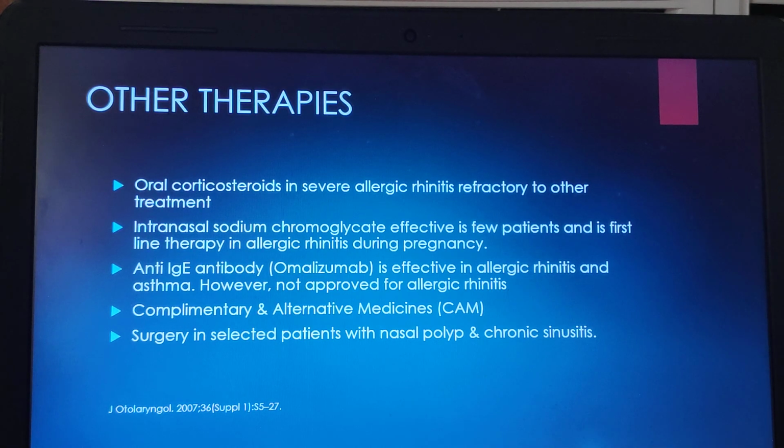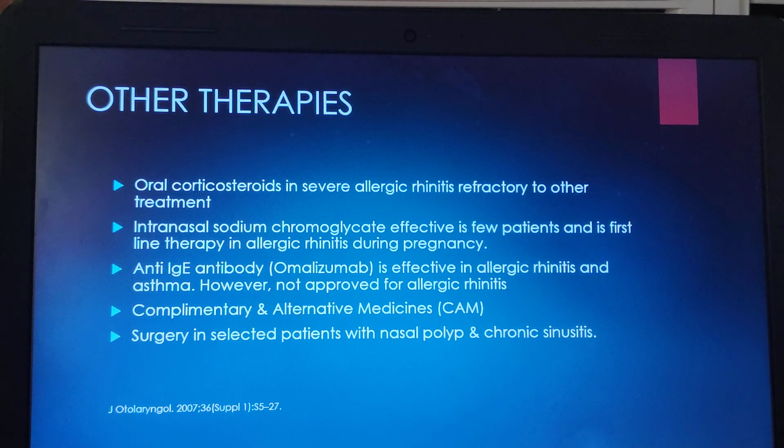The other therapies which can be used in very severe cases which are refractory to other treatment could be oral corticosteroid, where there are limitations. Intranasal sodium chromoglycate can be used. It is effective in few patients, but definitely if the patient is pregnant and suffering from allergic rhinitis, this is one of the safest drugs. So you can say that for allergic rhinitis during pregnancy, the choice of intranasal preparation is intranasal sodium chromoglycate.